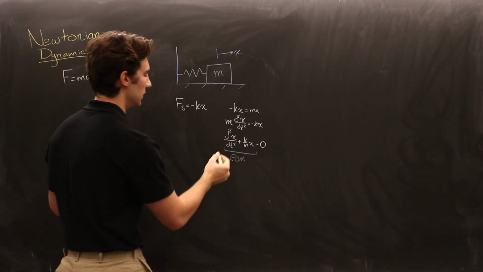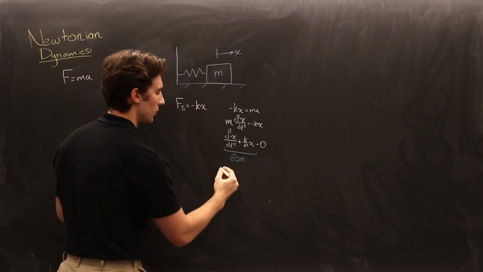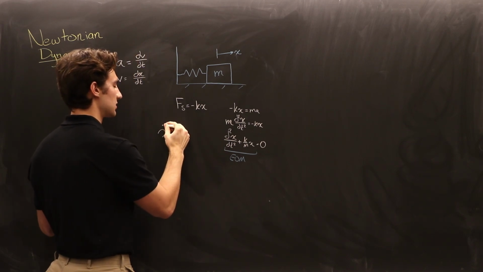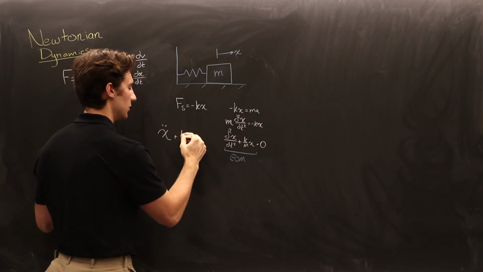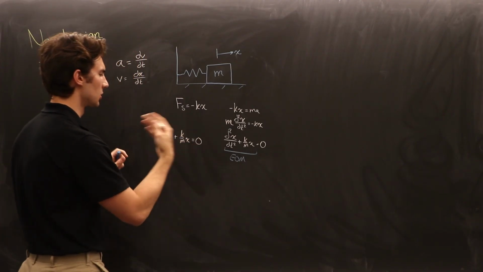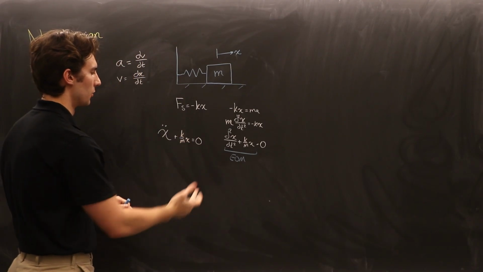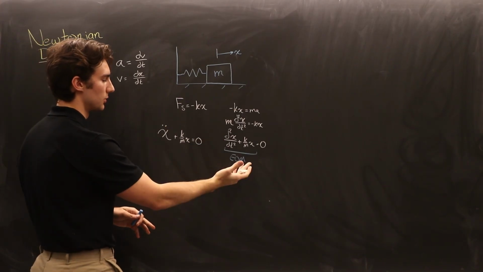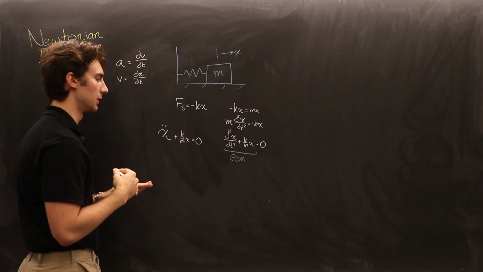Another thing that we can do here is instead of writing it in this form, oftentimes we'll see something that looks like this, where we just say x double dot plus k over m x is equal to 0. This is an equivalent way of writing the same thing. We're just replacing the second order derivative by 2 dots. And if we had a first order derivative, that would be 1 single dot.